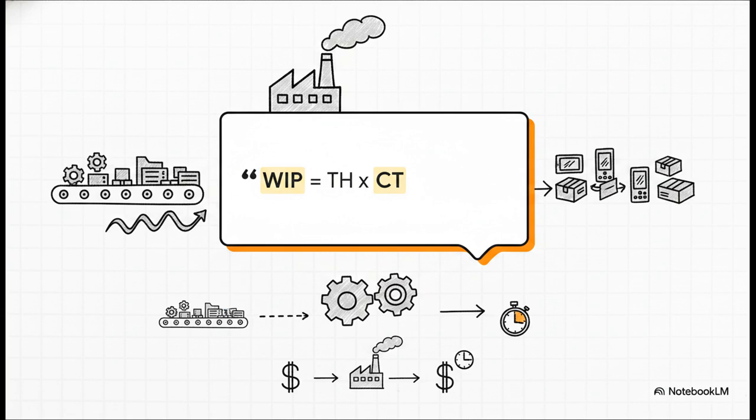If you want to drop your cycle time but keep your throughput high, you have absolutely no choice but to reduce your WIP. And this holds true whether you're looking at a single workstation, an entire assembly line, or a massive global plant. You can even do the math in dollars. It is a fundamental, unbreakable law of manufacturing.